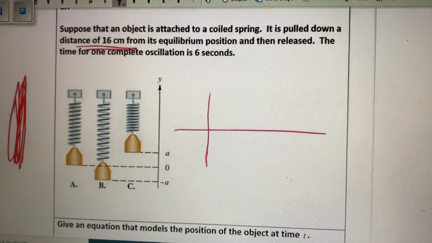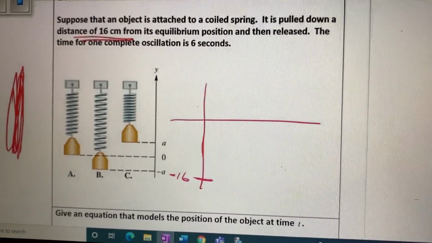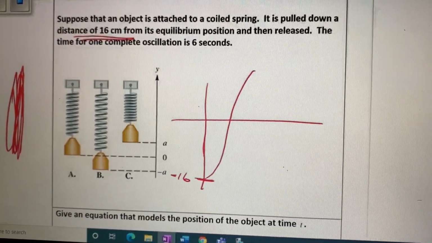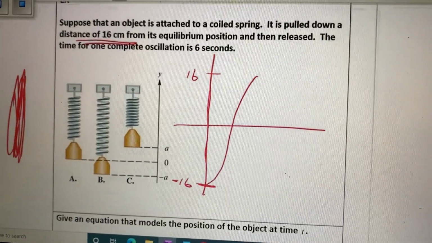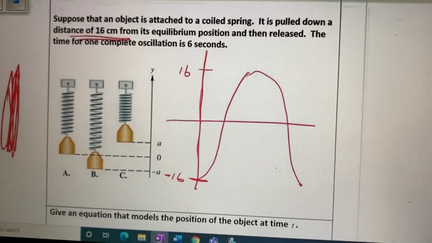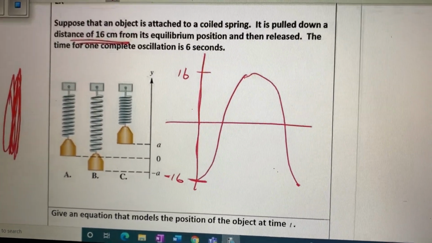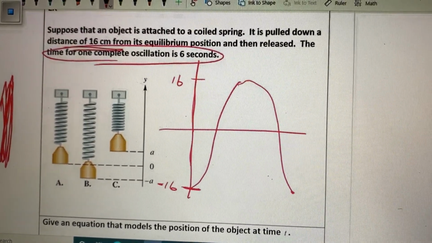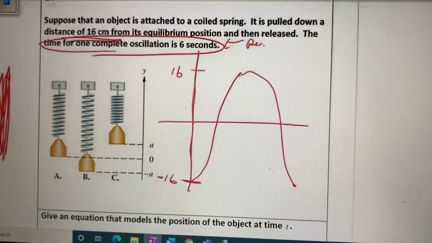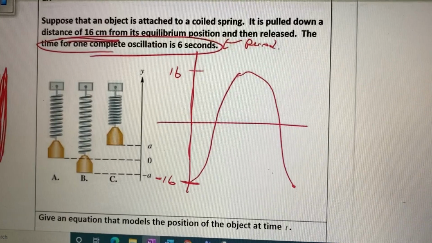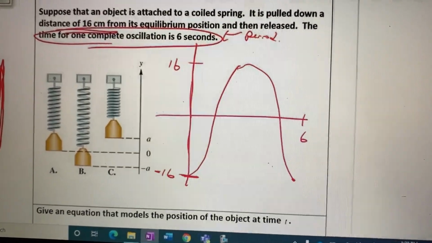Okay, so if we were going to go ahead and graph that, it's going to start 16 centimeters below that equilibrium position. So I'm creating this cosine graph that's going to be like a negative cosine graph. So it's going to go down to 16, up to positive 16, down to 16, up to positive 16, and it will go on and on and on forever. Okay, one oscillation, the time it takes for that is going to be our period. So the time period. So we know that that period is going to be 6.